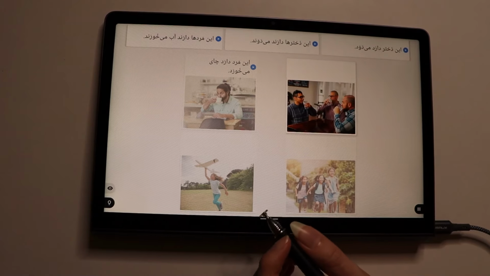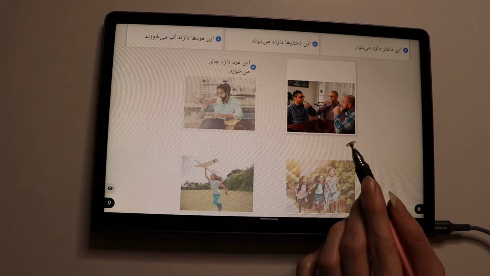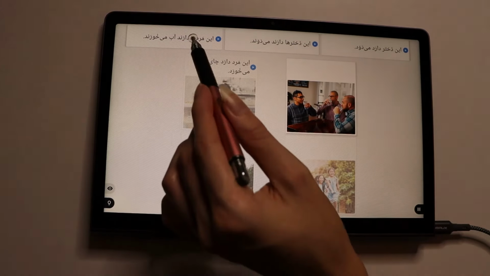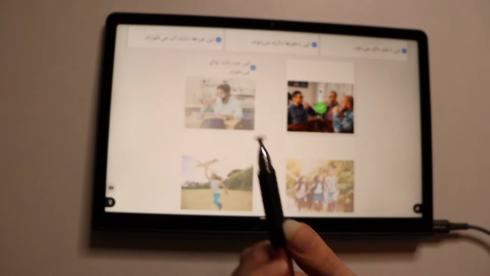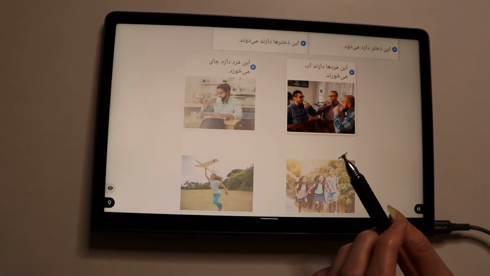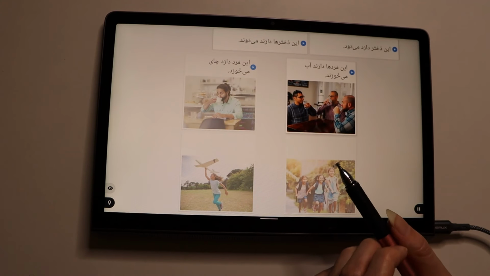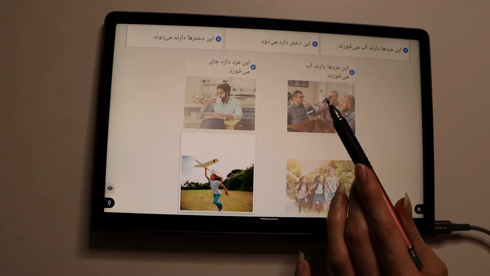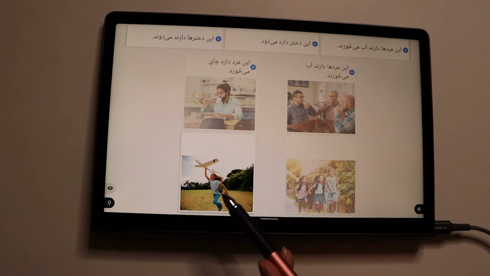In mard dorat ab michorat. And now in mardha with this one. In mardha dorant ab mihorant. The man drinks water. Now we have a girl who is running.